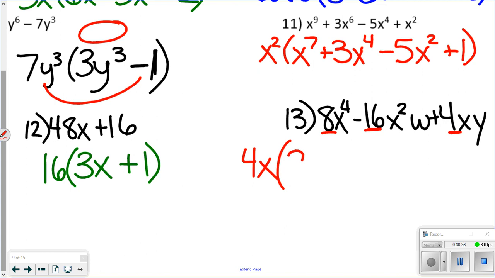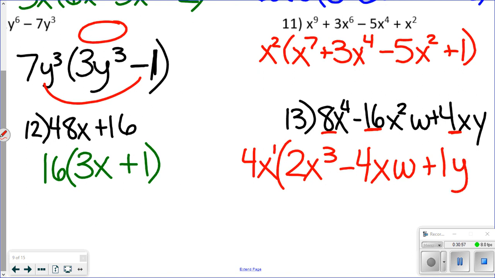8 divided by 4 is 2. X, 4 minus 1 is 3. 16 divided by 4 is 4. X. Leave the w. Plus 4x divided by 4x is 1. You can write the 1 if you want. You don't have to. And then don't forget the y that's there.